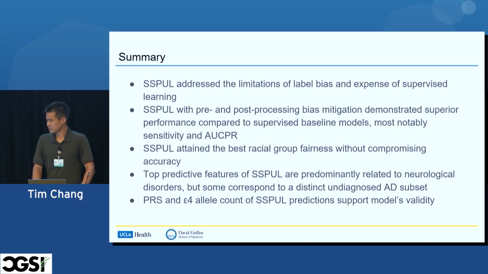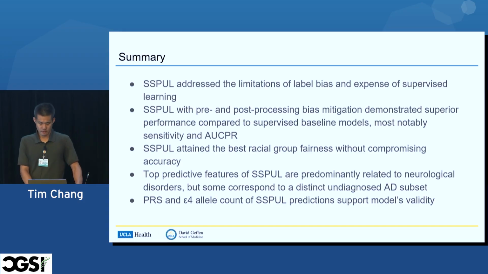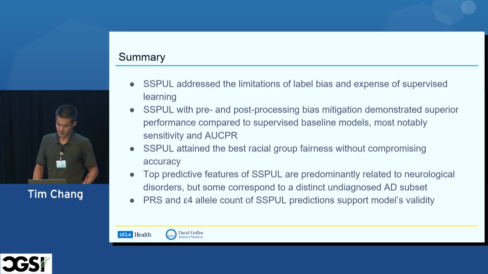So I think in summary, this SSPOL we developed helps to limit some of the label bias and some of the expense of supervised learning. We did these two types of bias mitigation, pre- and post-processing bias mitigation. We showed that these were better than some of the supervised models based on traditional metrics and also based on fairness as well. And that there are interesting predictive features for different sets of these positive patients. And genetically, we also see validation with our results as well.